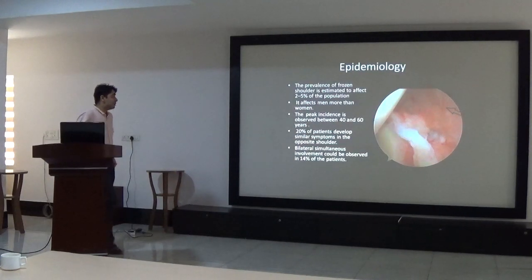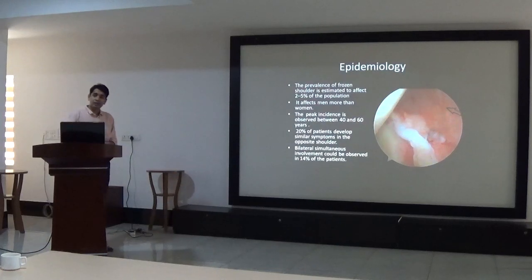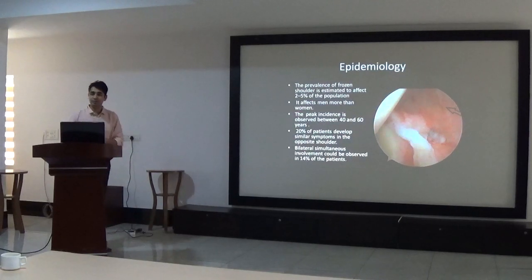Now epidemiology: the prevalence in the general population is 2 to 5%. It affects more men, and it affects mostly the non-dominant side. Peak incidence is between 40 to 60 years. 20% of the patients develop similar symptoms on the opposite side. Bilateral simultaneous presentation is observed in 14% of patients. It has a lot of associations with diabetes, hypertension, stroke.